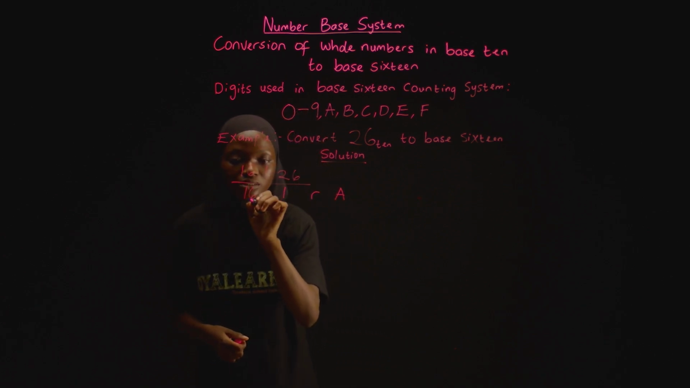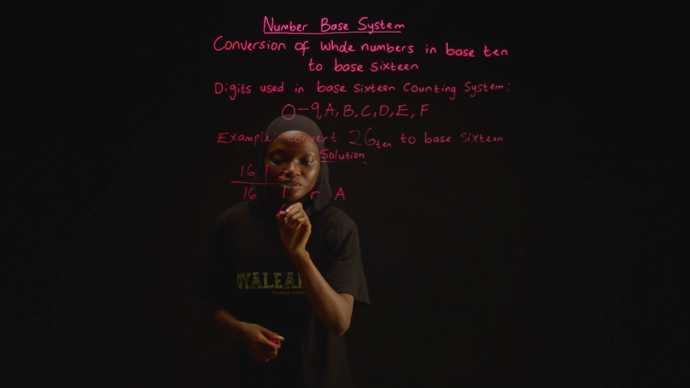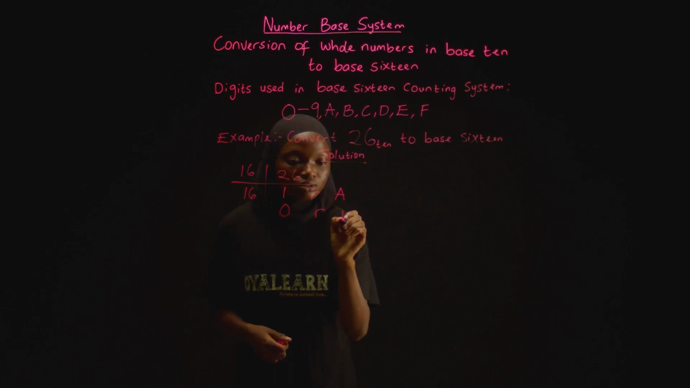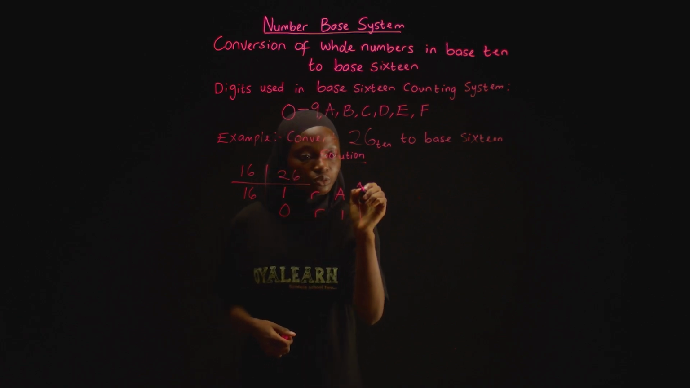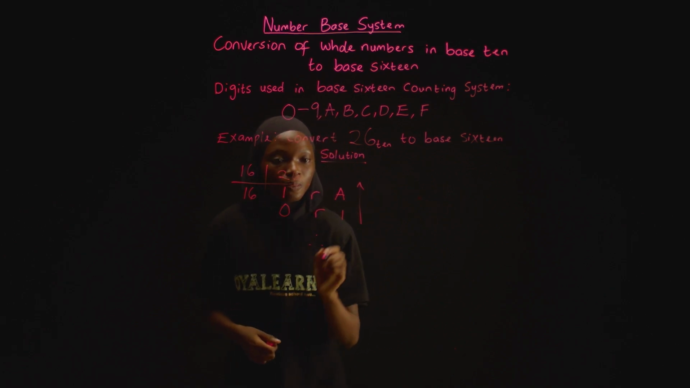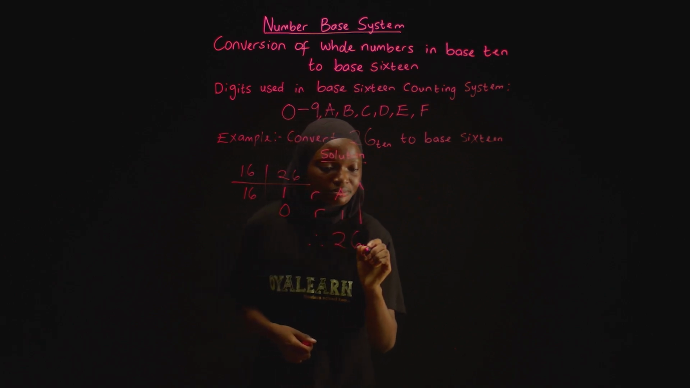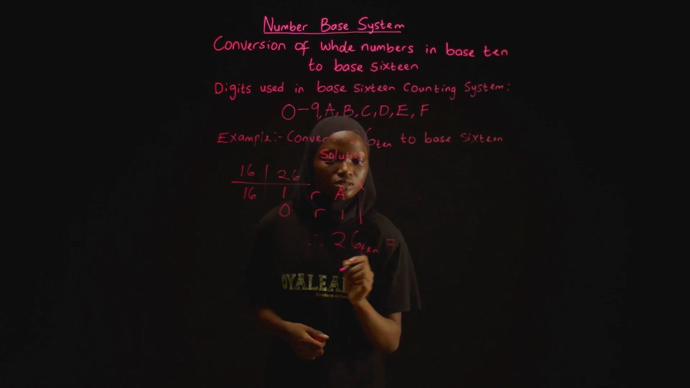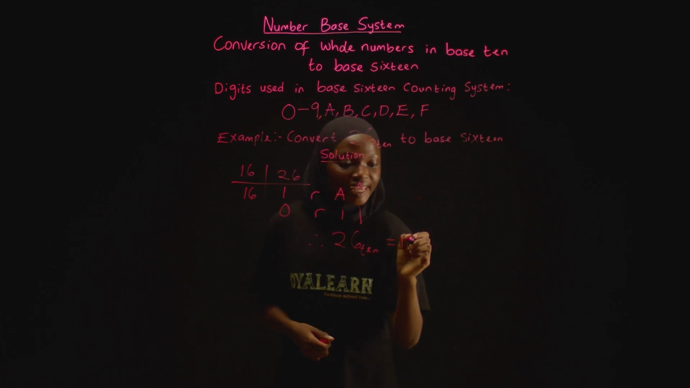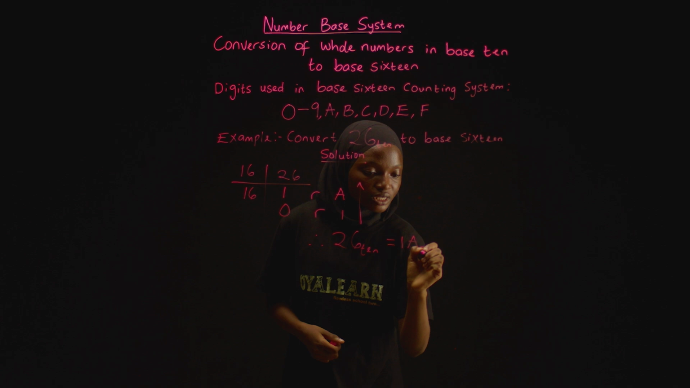So we write A, which represents the remainder 10. Divide again by 16. 16 goes in 1, we have 0, remainder 1. Take the remainders upwards. Therefore, our 26 base 10 equals 1A base 16.